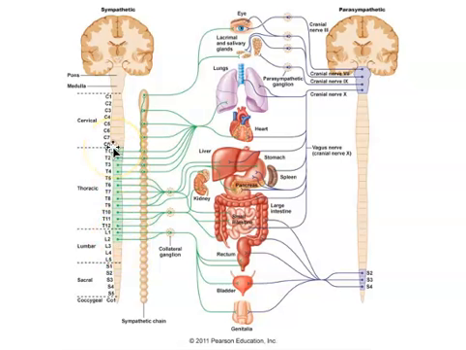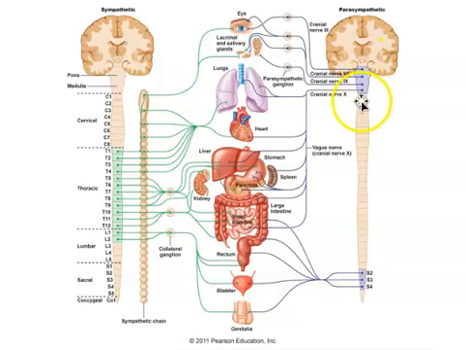It's going to send out an axon that doesn't have to travel very far because it's going to synapse with ganglia that are located parallel and very close to the spinal cord. They're going to synapse with the postganglionic neuron, which is then going to send its axon out to some effector organ, some target organ.